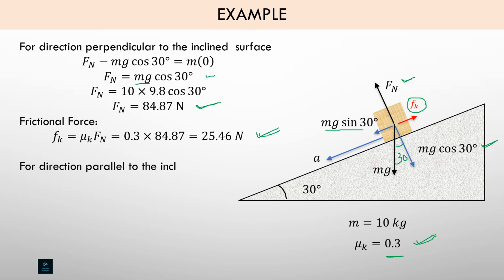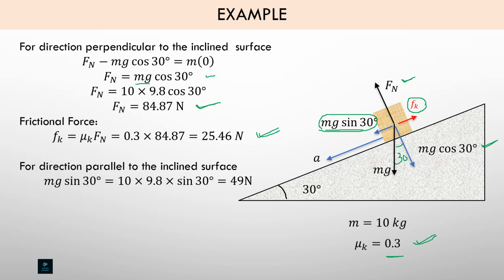Now we will take forces in the direction which is parallel to the inclined surface. For this direction, we have two forces, mg sin 30 and Fk. We'll first calculate the value of mg sin 30. So mg sin 30 is 10 into 9.8 into sin 30. This comes out to be 49 newtons.